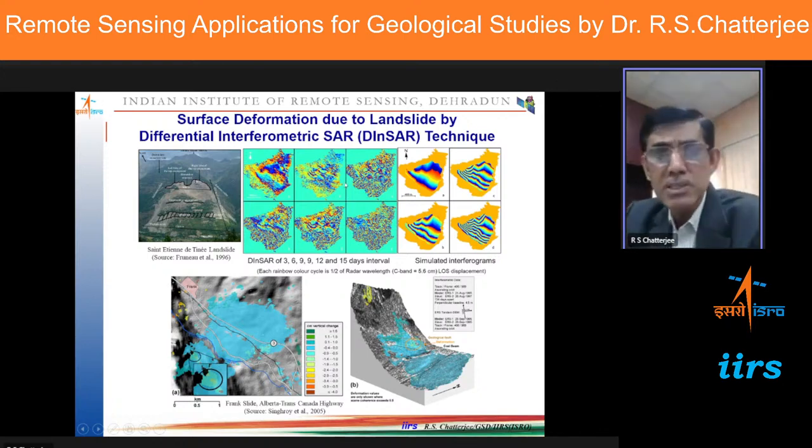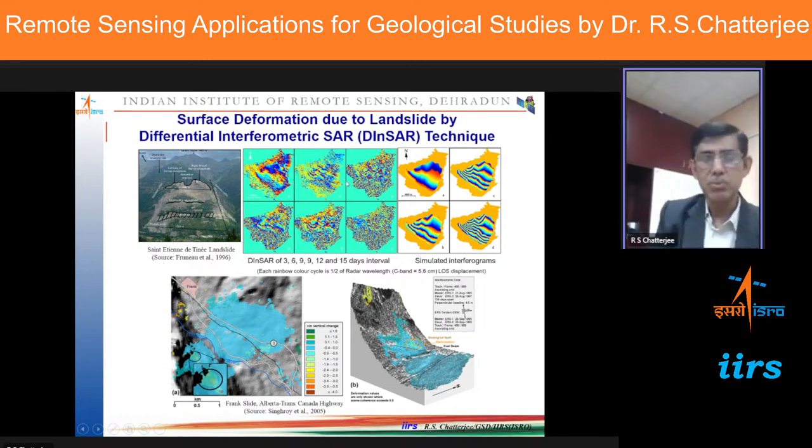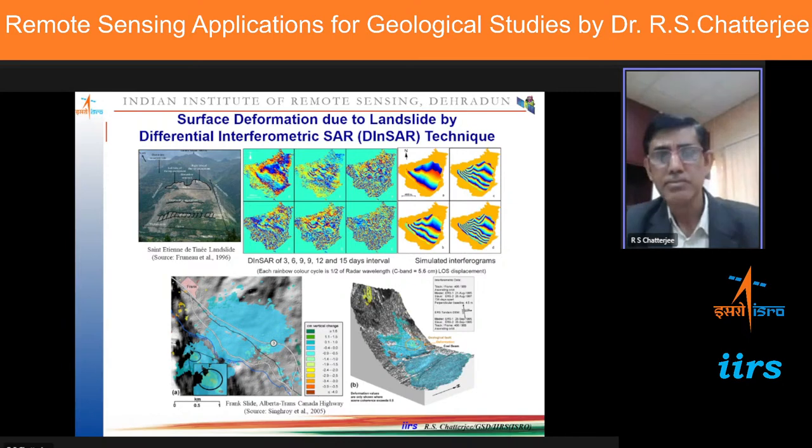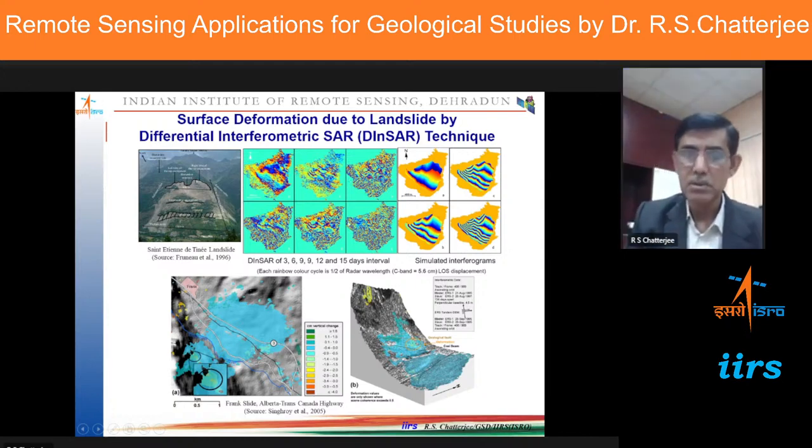Now, advanced techniques like interferometry can tell you, just before the landslide, the slow movements of the terrain. Rapid movement sometimes it cannot show, but slow movement it can. There are some samples: this study was published long back in the late 90s, and this study in the early 2000s. You see here that these landslide movements can be mapped.